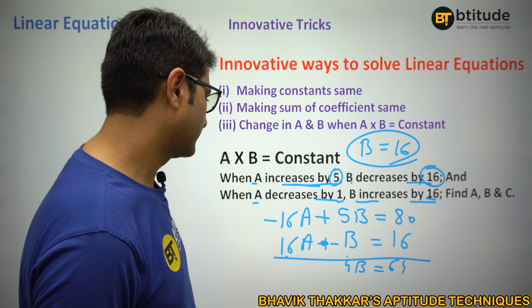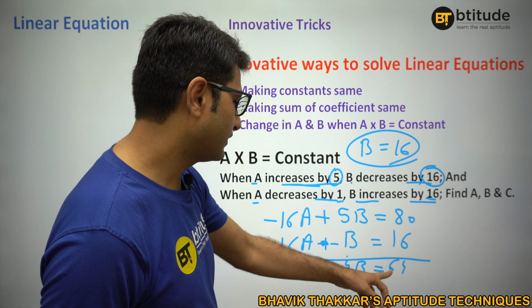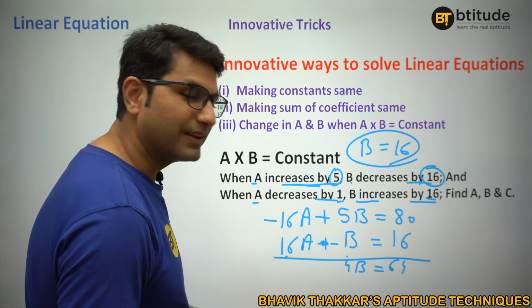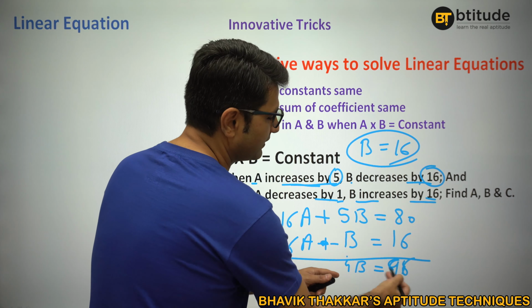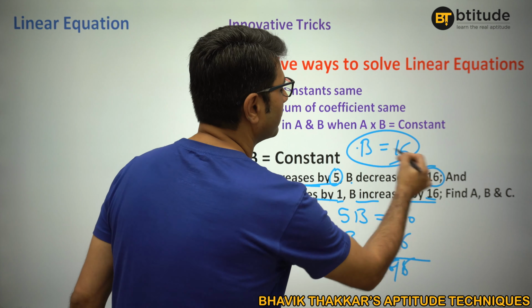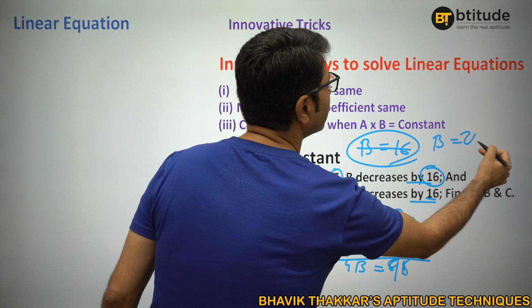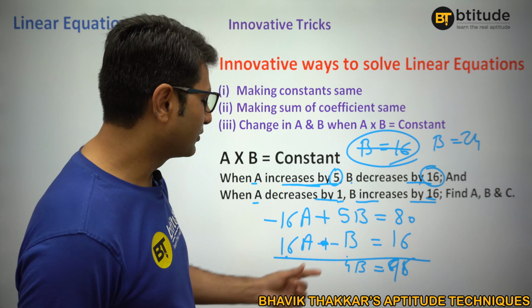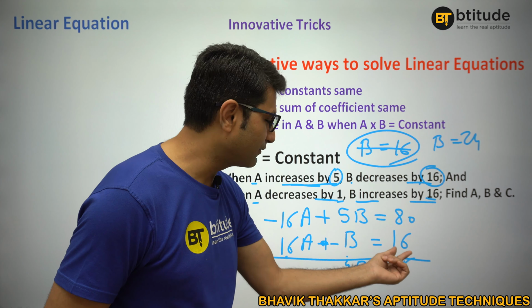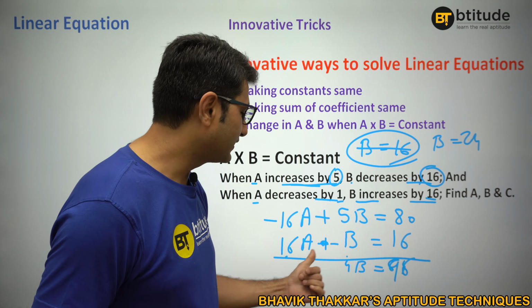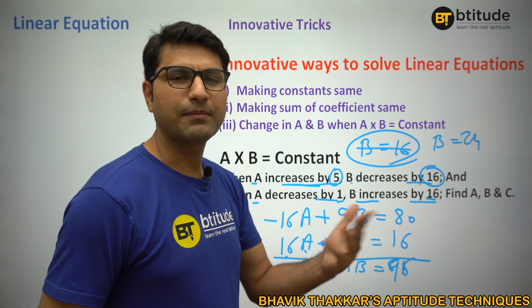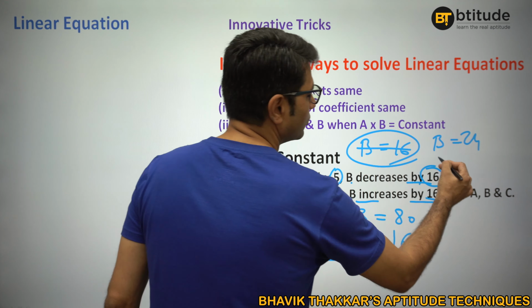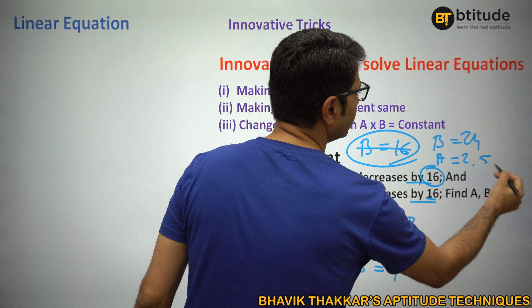Is it? Just a minute. 4b is equal to, oh, we added them. Sorry about that. So, it was 96. So, 4b is 96, b is equal to 24. Sorry about that. So, b is equal to 24. Once you get b is equal to 24, 24 will go that side. 24 plus 16 is 40. 16a is equal to 40. So, a is equal to 40 by 16, 5 by 2, 2.5. So, a is equal to 2.5, right?